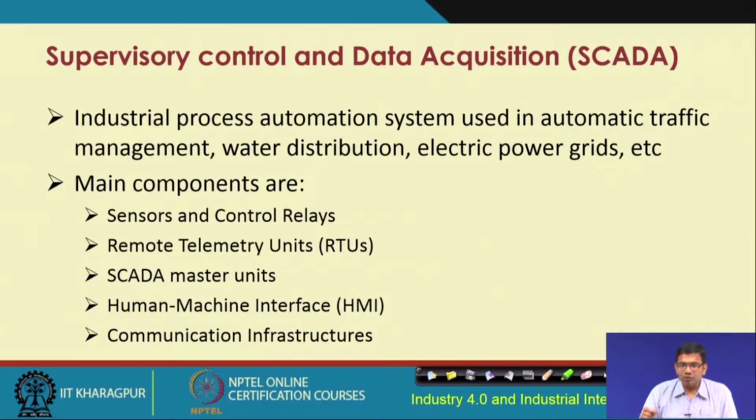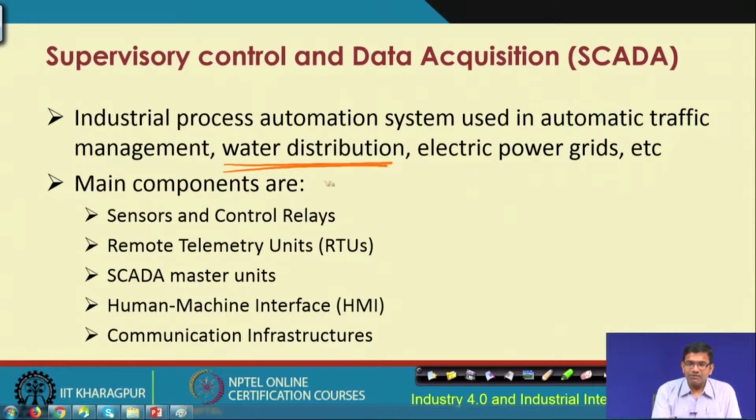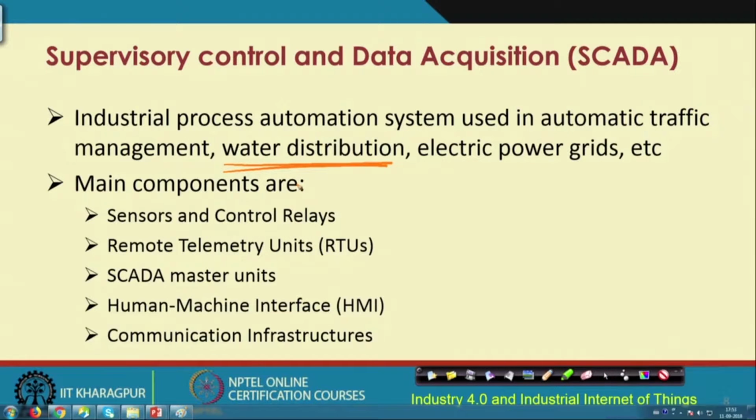So, industrial process automation systems are used in automatic traffic management, water distribution, electrical power grids and so on. And in this particular lecture, I am going to show you the case study of use of SCADA in a water distribution system, but it could be used in other plants also. So, I will show you where we are using a SCADA based control system for monitoring water distribution at test bed scale in one of our facilities in our campus at IIT Kharagpur.